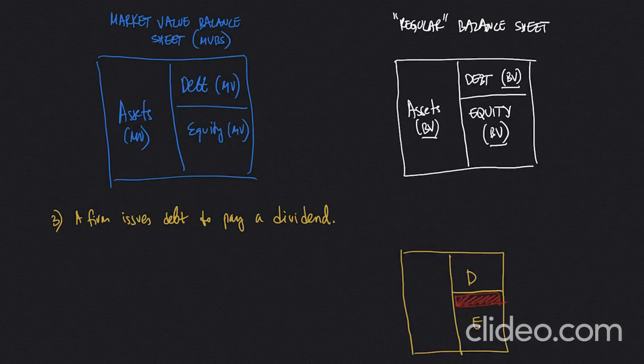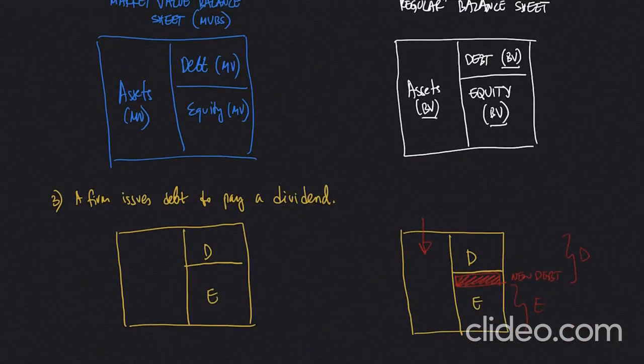So therefore, this is the additional amount of new debt, and this is by how much the new debt grows, and this is by how much equity shrinks, and so this is the new value of equity of this firm. Notice that this transaction has no impact on the left-hand side of this balance sheet. So the book value of assets stays intact. Now, let's see how this transaction impacts the market value balance sheet.